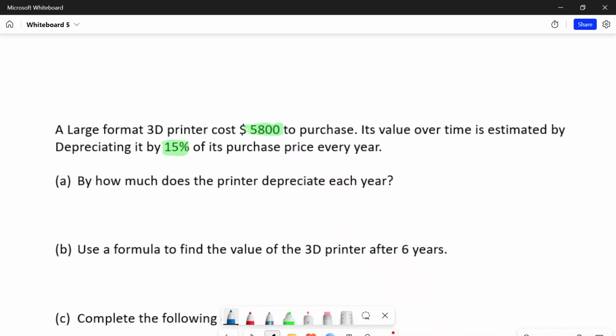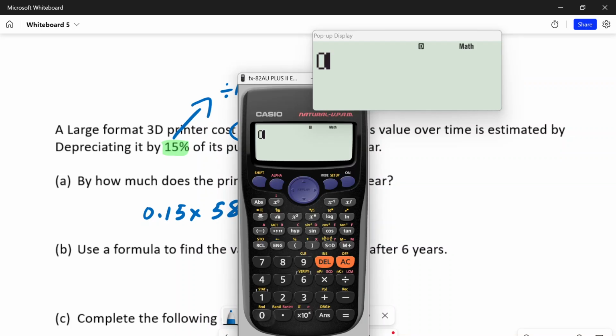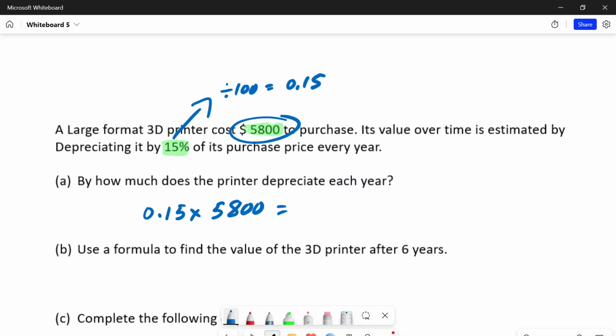So part A asks us to calculate the depreciation each year. So we're going to take that 15% and convert it to a decimal by dividing by 100, which gives us 0.15. And if we multiply that by the purchase price, that will give us the amount of depreciation each year. So 0.15 times 5,800 is $870. So that's part A done.